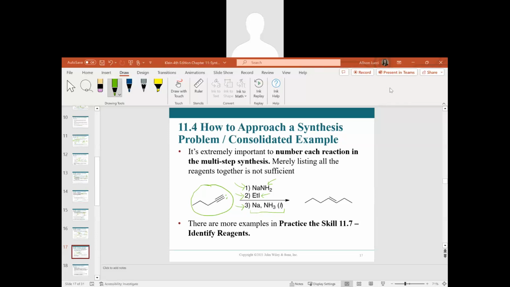We'll take a look at some practice problems from this section, and then we will continue with 11.5 in the next video.